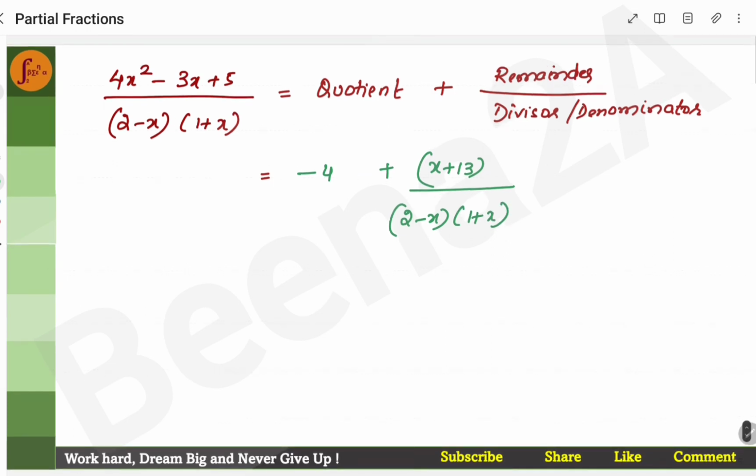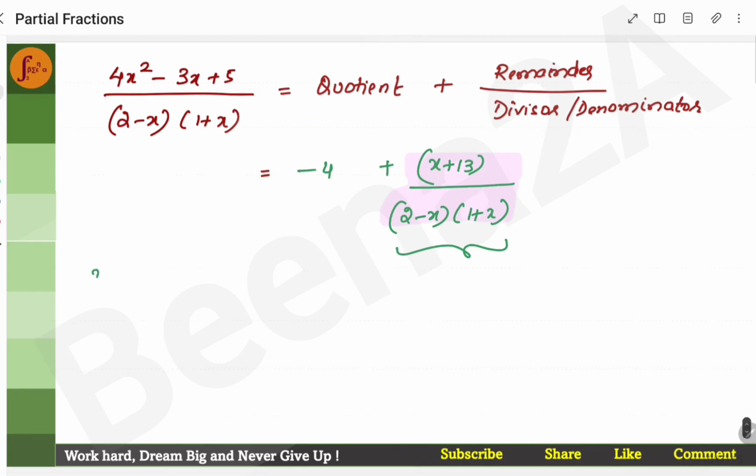Now the next step is that I'll have to find partial fractions for this. For this entire thing, I need to find the partial fraction. So x plus 13 by 2 minus x into 1 plus x. Now I have to resolve this into partial fractions. So what should I do? First I have to split.